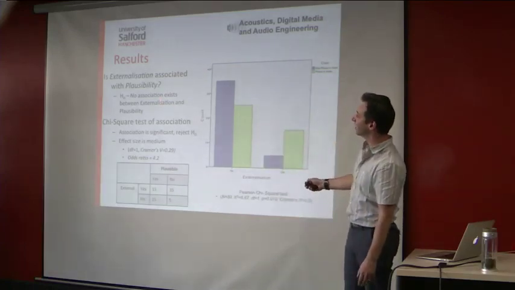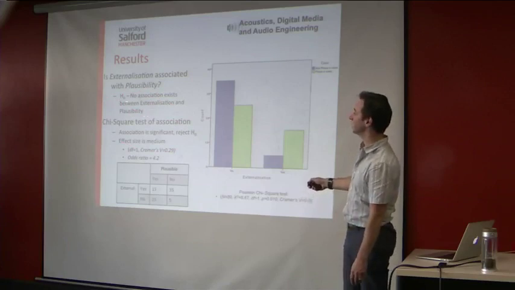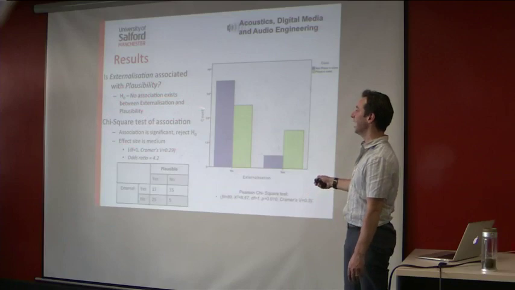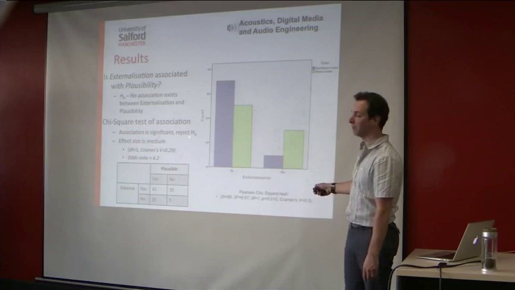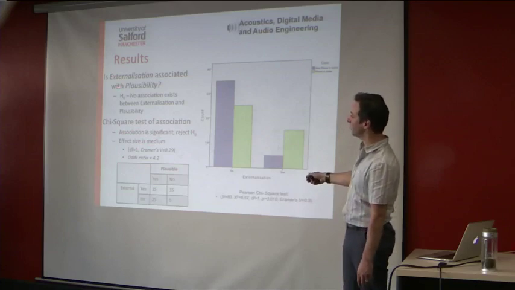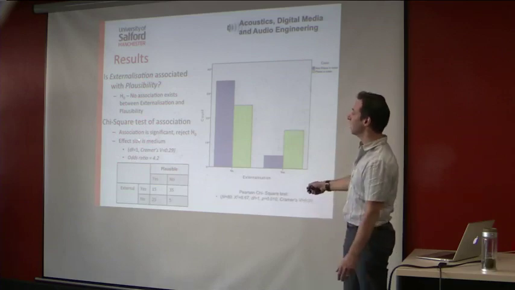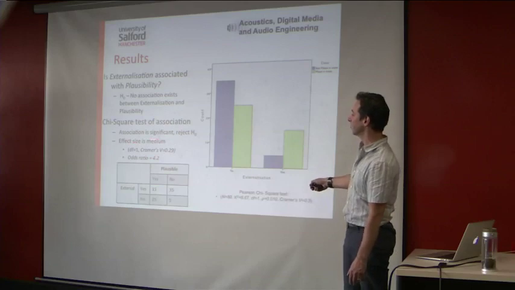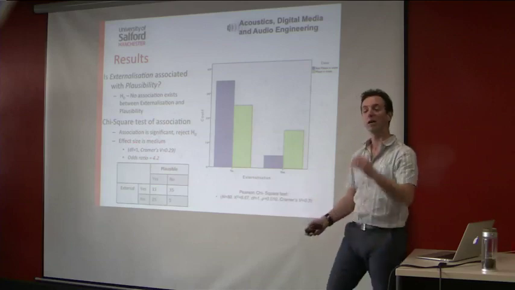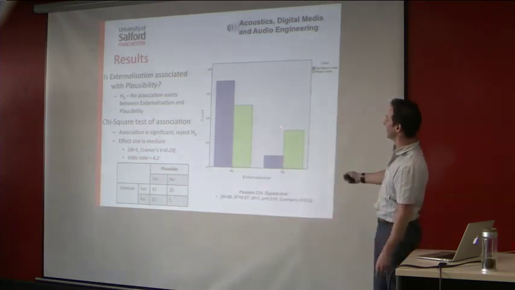The null hypothesis in this case is that no association exists between externalization and plausibility. And what we found when we looked at the data is that we can reject the null hypothesis. The association between externalization and plausibility is significant, and more than that, we've measured a medium effect size. So that's this number here, the Cramér's V of 0.29, which is considered a medium effect size. So fair enough, and we can see the data here.